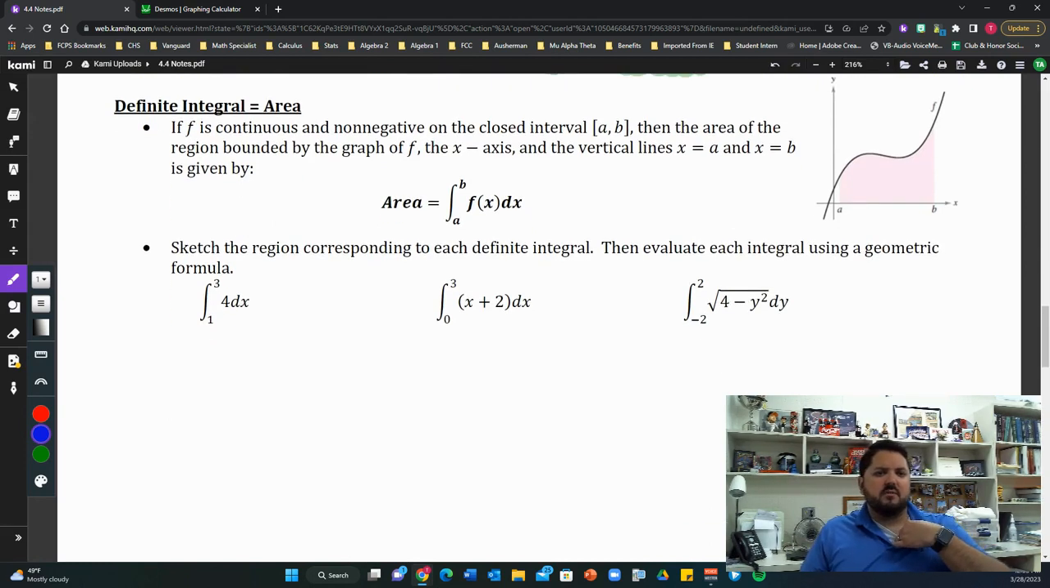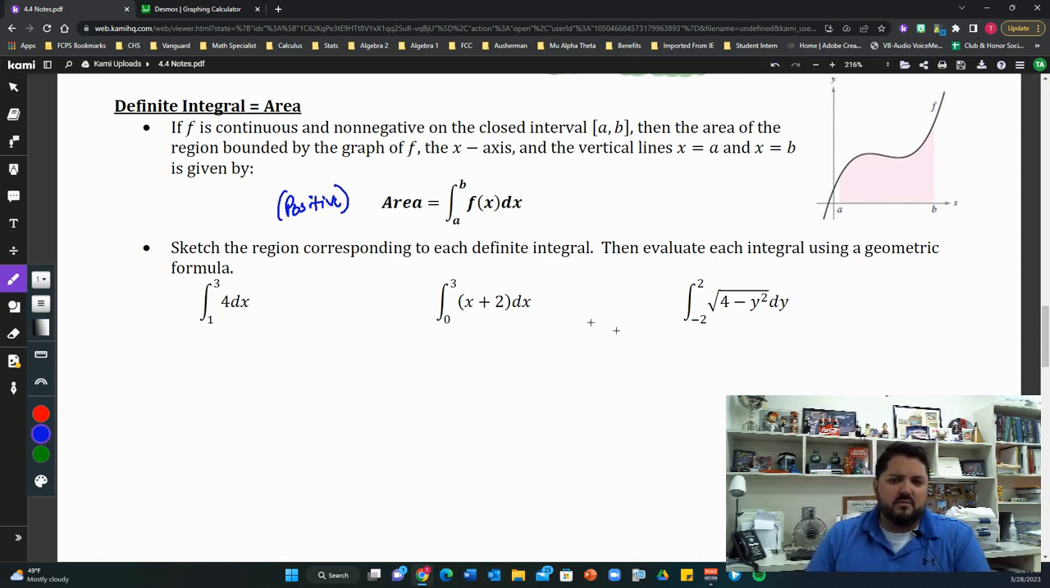So our formal definition, if f is continuous and non-negative, so if we have a positive region, then it's easy. We can just think of it as typical normal area. But then when it's negative, we do have to warp our thinking a little bit. So if f is continuous and non-negative on the closed interval from a to b, then the area of the region bounded by the graph of f, the x-axis, and the vertical lines x equals a and x equals b is given by this definite integral. So again, this is when we have a positive region, but when we have that negative region, we can still kind of think of it as area, but we know that it's sitting below the x-axis, so we're going to automatically come up with a negative value, okay?